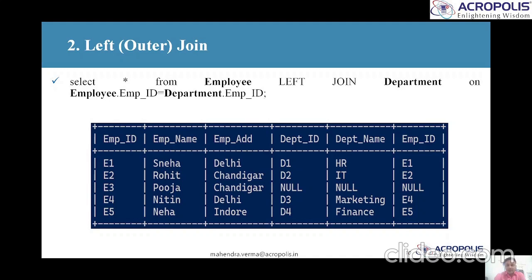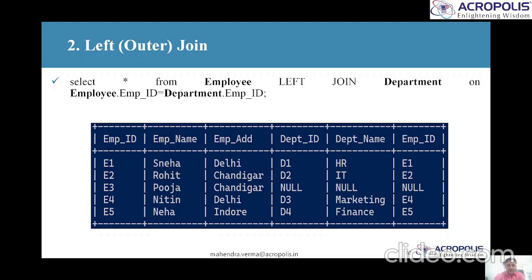Employee and department, which are highlighted in bold, are the names of the tables. I'm using the left join, and employee ID is equal to department ID is the matching condition. So you can observe that I'm getting all the records from the left table and only the matching records from the right table, and if no match is found, we will get null from the right table.